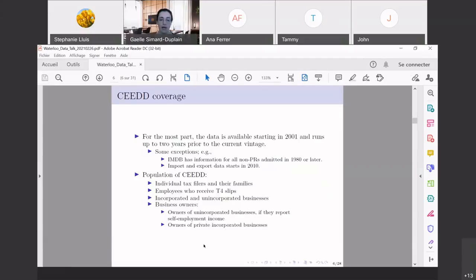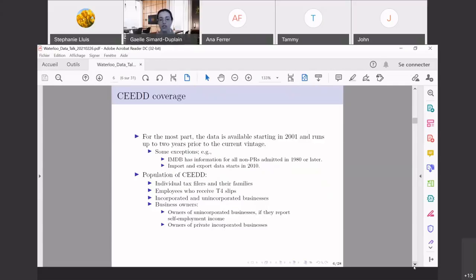And the population of the seed is going to be not quite everyone, but pretty close. So we have all individual tax filers and their families. So obviously employees who receive T4 slips, all incorporated and unincorporated businesses, so all of them. And then for a large subset of those businesses, we're going to have information on the business owners themselves. So this is for seed.